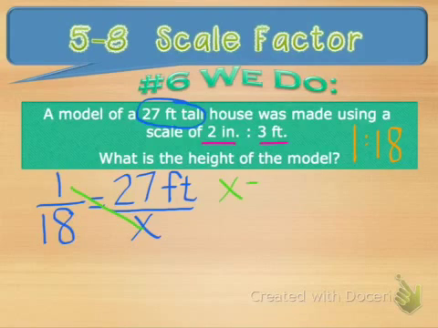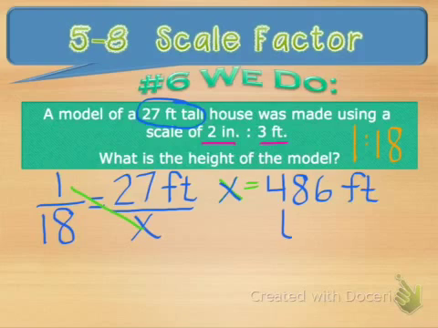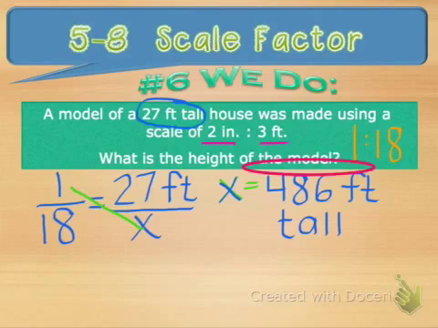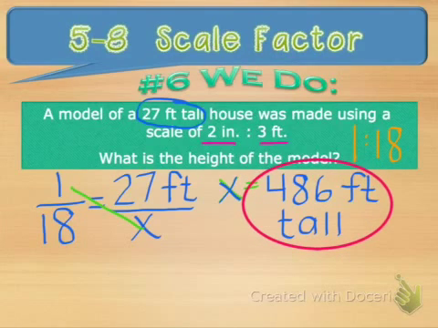So you start with x times 1, which is just x, so x equals, and then we're going to do 18 times 27, which gives us 486 feet. So that apartment building is 486 feet tall, which, an average room I think is about 13 or 14. So wow, that's a building that's probably about 35 floors high.